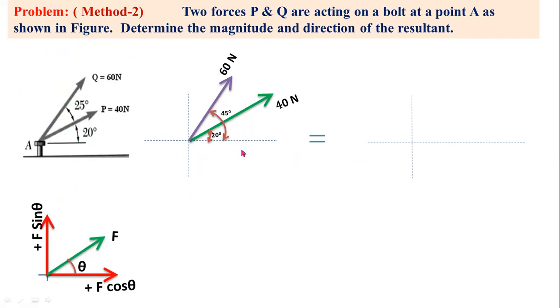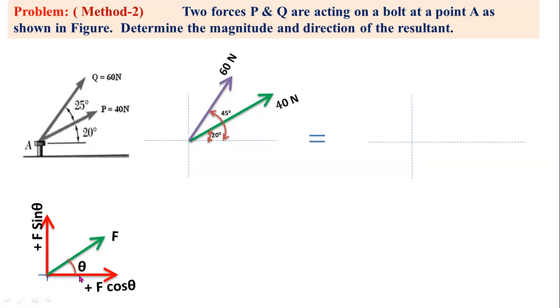Now from the given question, you can observe that this 40 newtons and 60 newtons, these two lie in the first quadrant. So this is the given force F and angle theta. If you want to convert this inclined force into horizontal and vertical forces, then you have to use these equations.